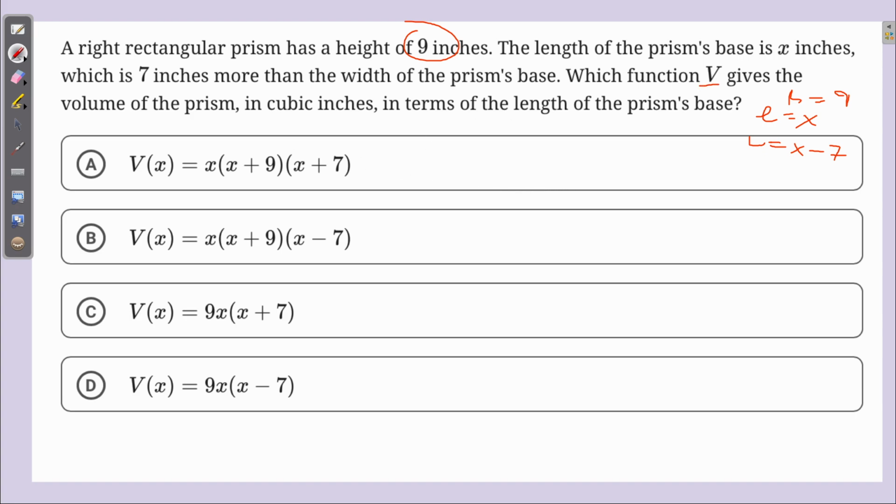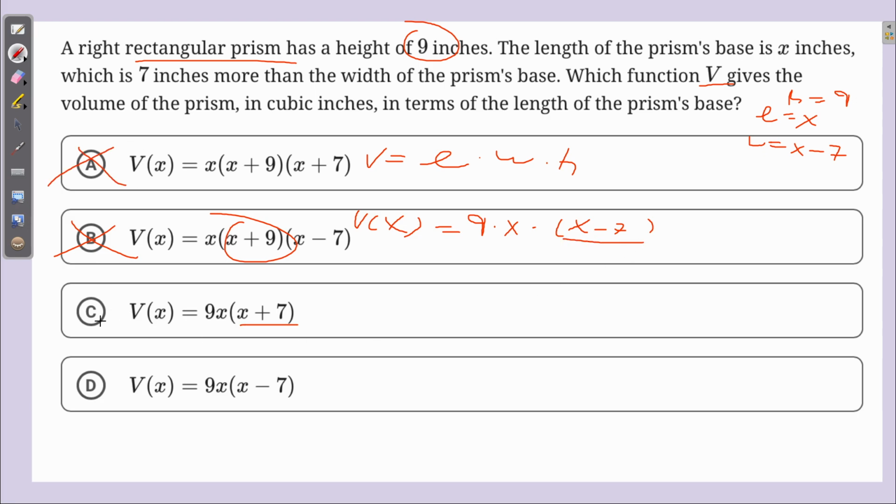So how do we find the volume with our height, length, and width? Well, for a rectangular prism, we know that the volume is equal to length times width times height. So in this case, what do we have? The volume will be 9 times x. 9 is our height, x is our length, times our width, which is x minus 7. So what does that leave us with? Well, this is not a term that we found, so it's not going to be B or A. And this x plus 7 is not our width. Therefore, the answer is going to be D.